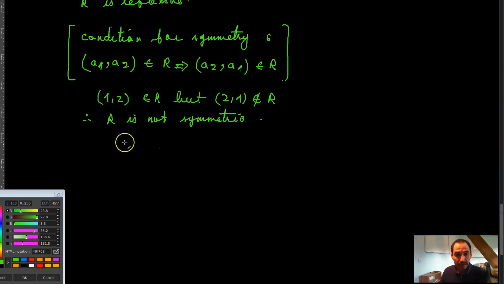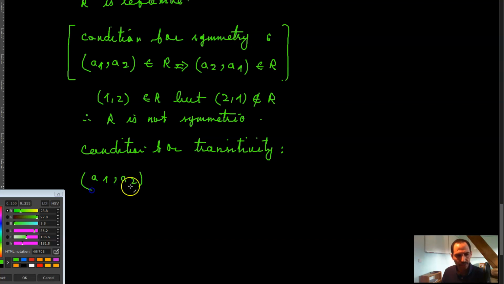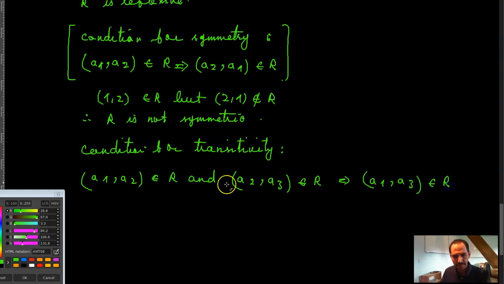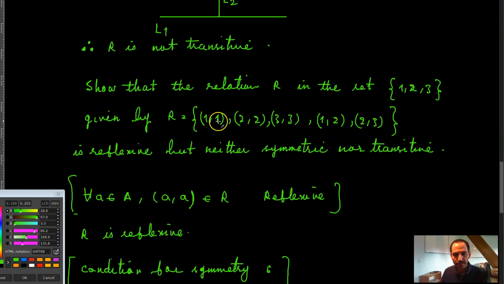The condition for transitivity of the relation R is that if (A1, A2) belongs to R, and also if (A2, A3) belongs to R, that implies that (A1, A3) belongs to R. That is the condition that we use for transitivity, which means that you can see over here (1, 1).